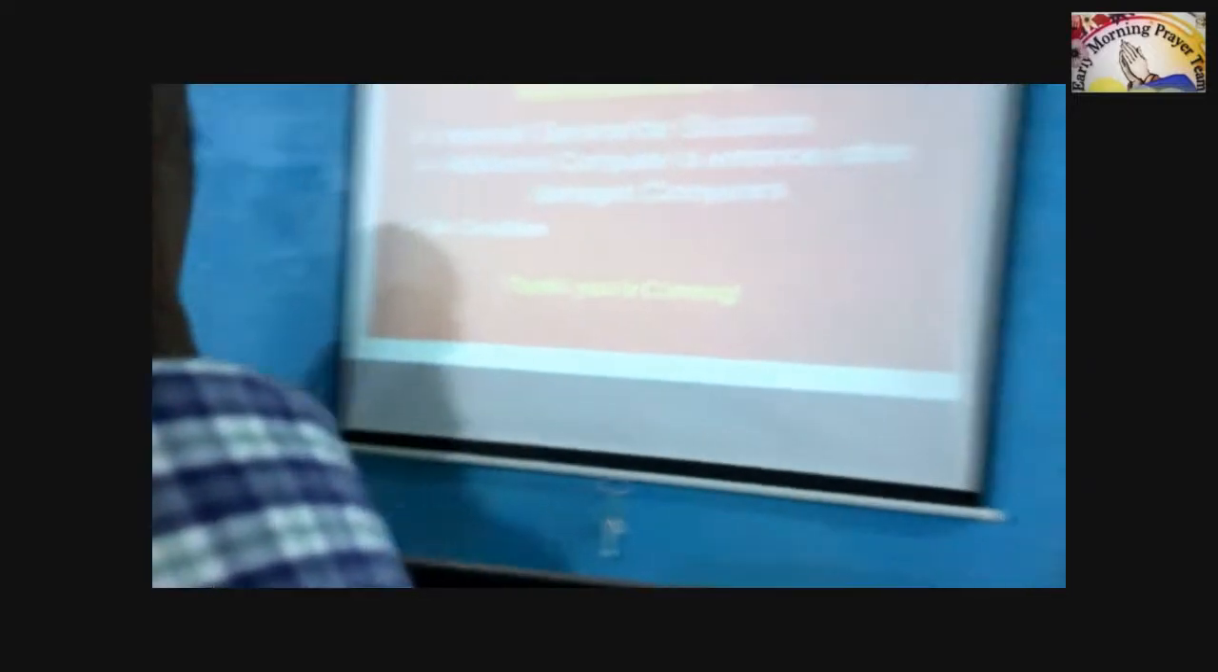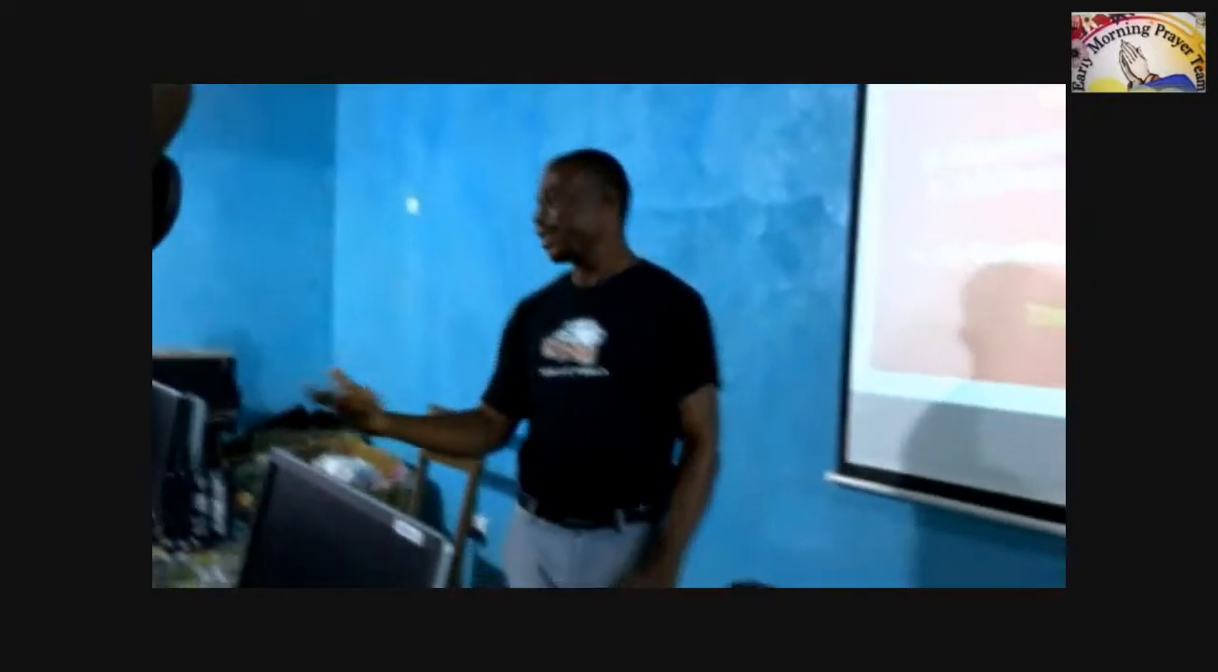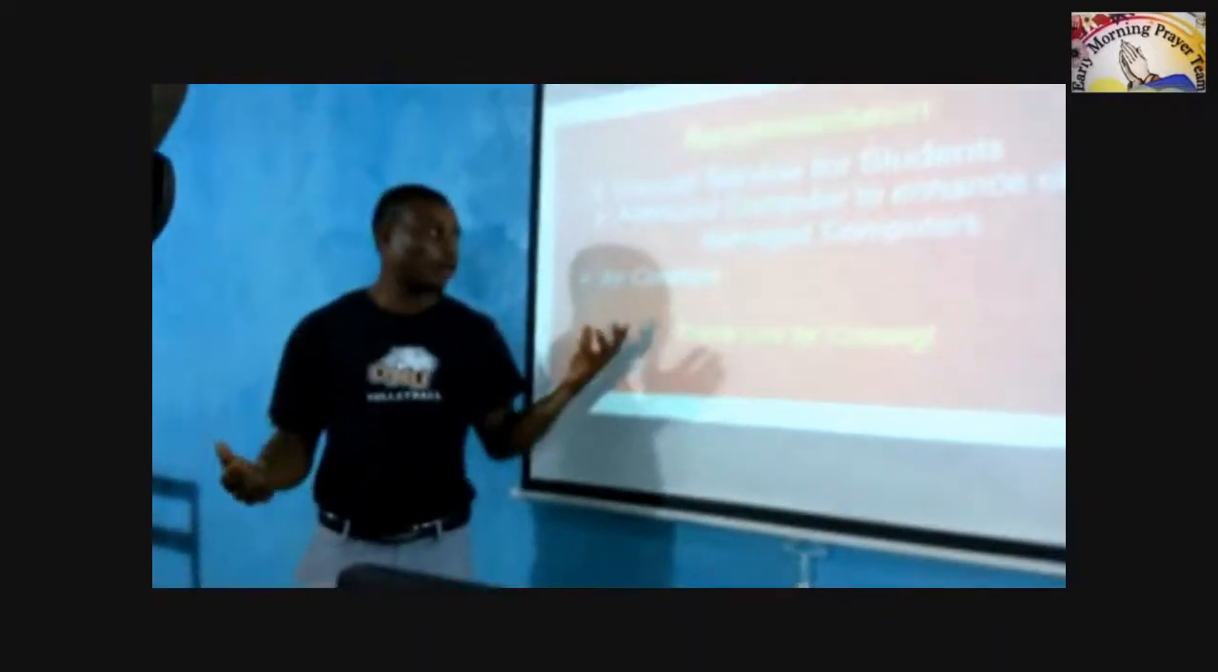We sometimes face problems with the computers, they take time to come on because they heat. So that is our four recommendations, that we need air conditioning here to be able to keep the lab cool, because computers need cool.